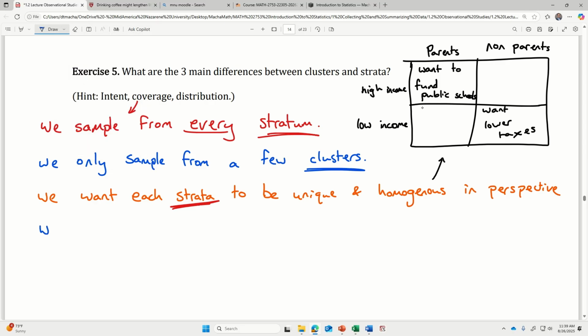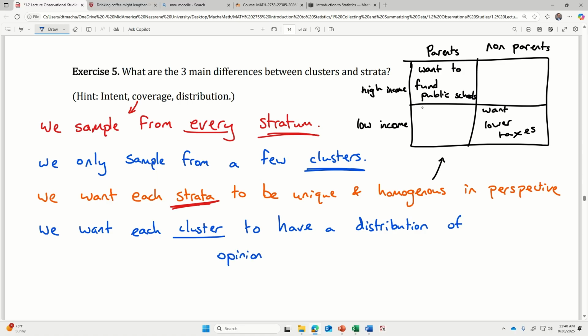For clusters, we want each cluster to have a distribution of opinion that matches the distribution of the overall population.